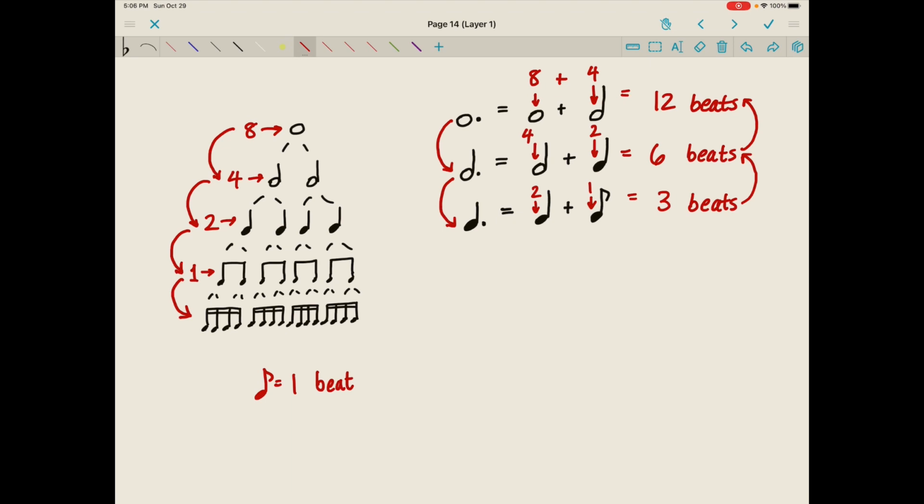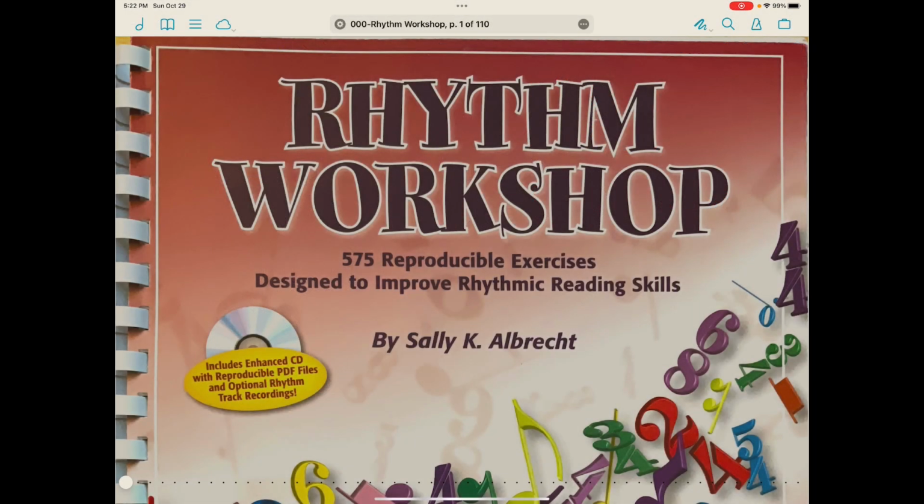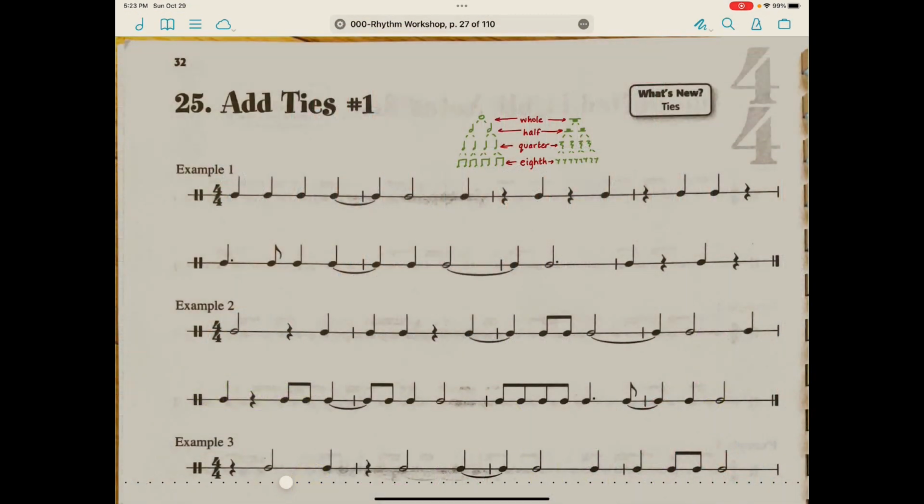We are going to be delving into this concept of a dotted note and a dotted rest value tree in an upcoming lesson. So I just want to start breaking this down for you so you can become a bit familiarized with it. Returning to Rhythm Workshop by Sally K. Albright. Jumping ahead here to lesson 25 in the 4/4 section of the book, we'll start by just looking at our time signature.